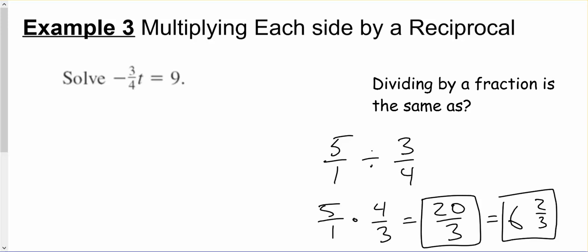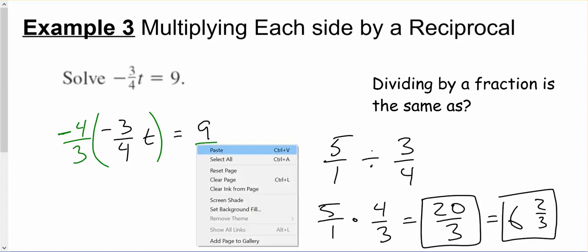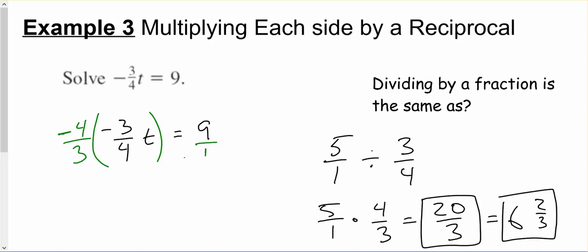But the point I'm getting at is that this is multiplying by negative 3/4, so what we would do to undo multiplying by negative 3/4 would be to multiply both sides by the reciprocal. So what's the reciprocal of negative 3/4? Well, the reciprocal of negative 3/4 would be negative 4 over 3. So we're going to multiply this by negative 4 over 3. What we do to one side, we have to do to the other side.